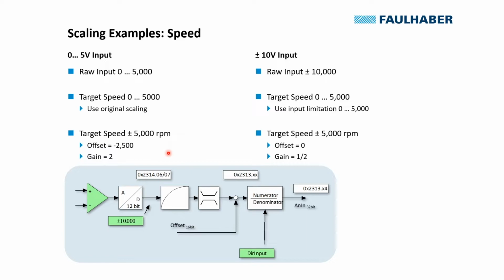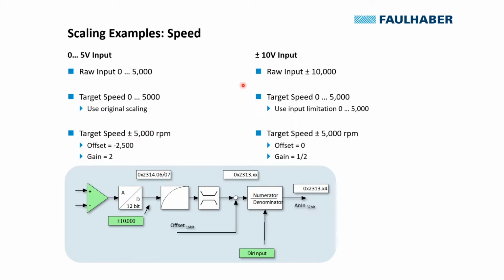To generate a reference of plus minus 5000 out of the unipolar input, we would have to use an offset. We want a 0 value in the middle of our input range, so the offset is minus 2500. But then the scale is shifted from 0 to 5000 to plus minus 2500, and what we then have to add is, in that case, a factor of 2.